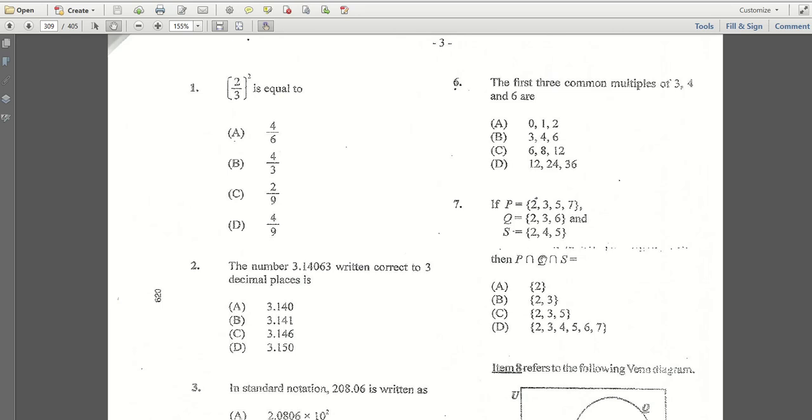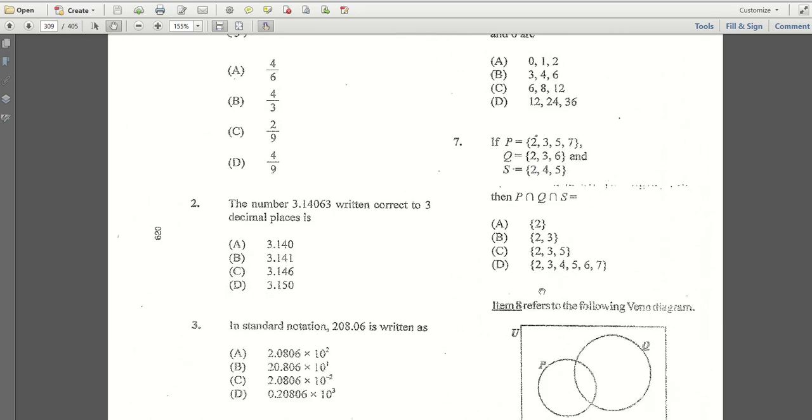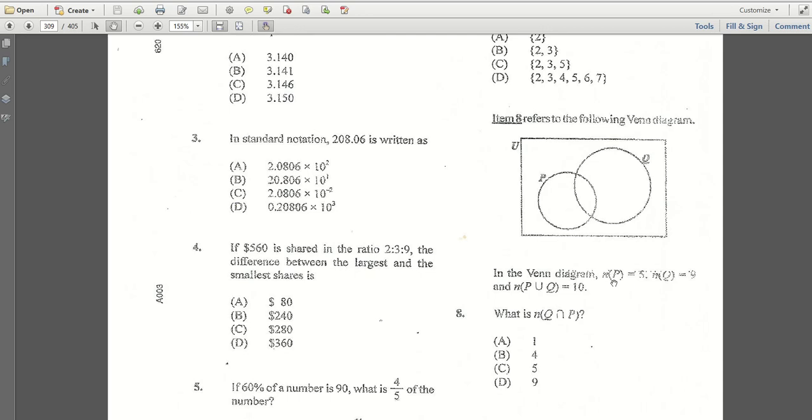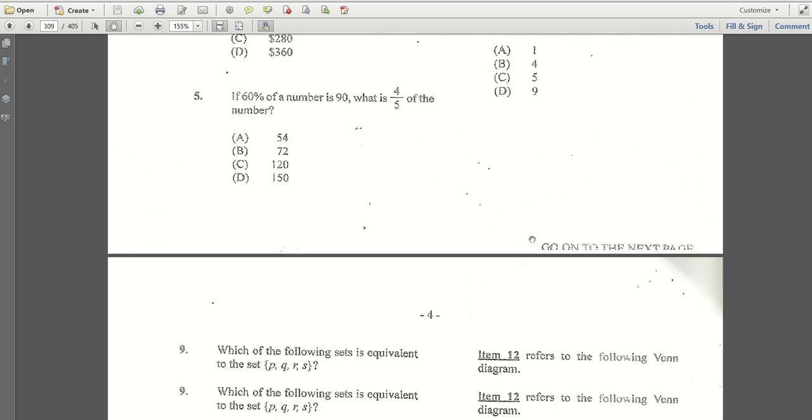Number 6, this intersection, we know we've done this already, that's 2. Then they asked for this. They said the number of elements for P is 5, the number of elements for Q is 9. The union between these two is 10. So the intersection, we did this already. The answer is 4.